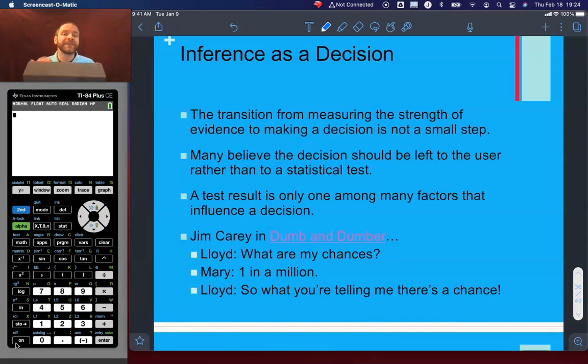So many people believe the decision should be left to the user and not the statistical tests. A test result is only one among many factors that influence a decision. And you want proof? Let's look at Dumb and Dumber.